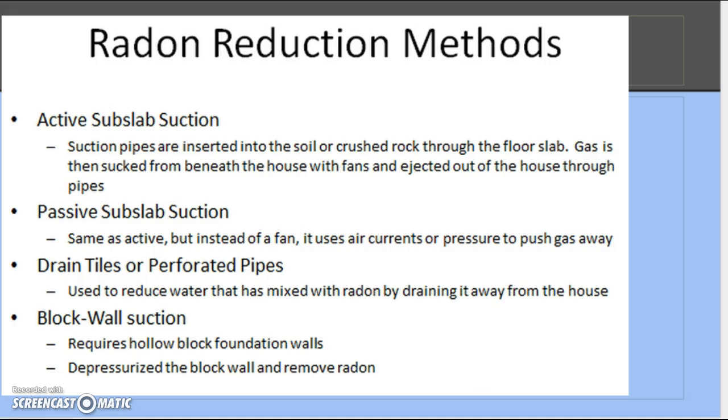Now, radon can be reduced. So it's not like if you find radon in your house, you have to move. No, there's stuff that can be done. There's active subslab suction. There is passive subslab suction. So basically where you're sucking out the radon. Drain tiles or perforated pipes. And this helps if there's a water issue with radon. And block wall suction. Depressurizing the block wall, removing radon that way.